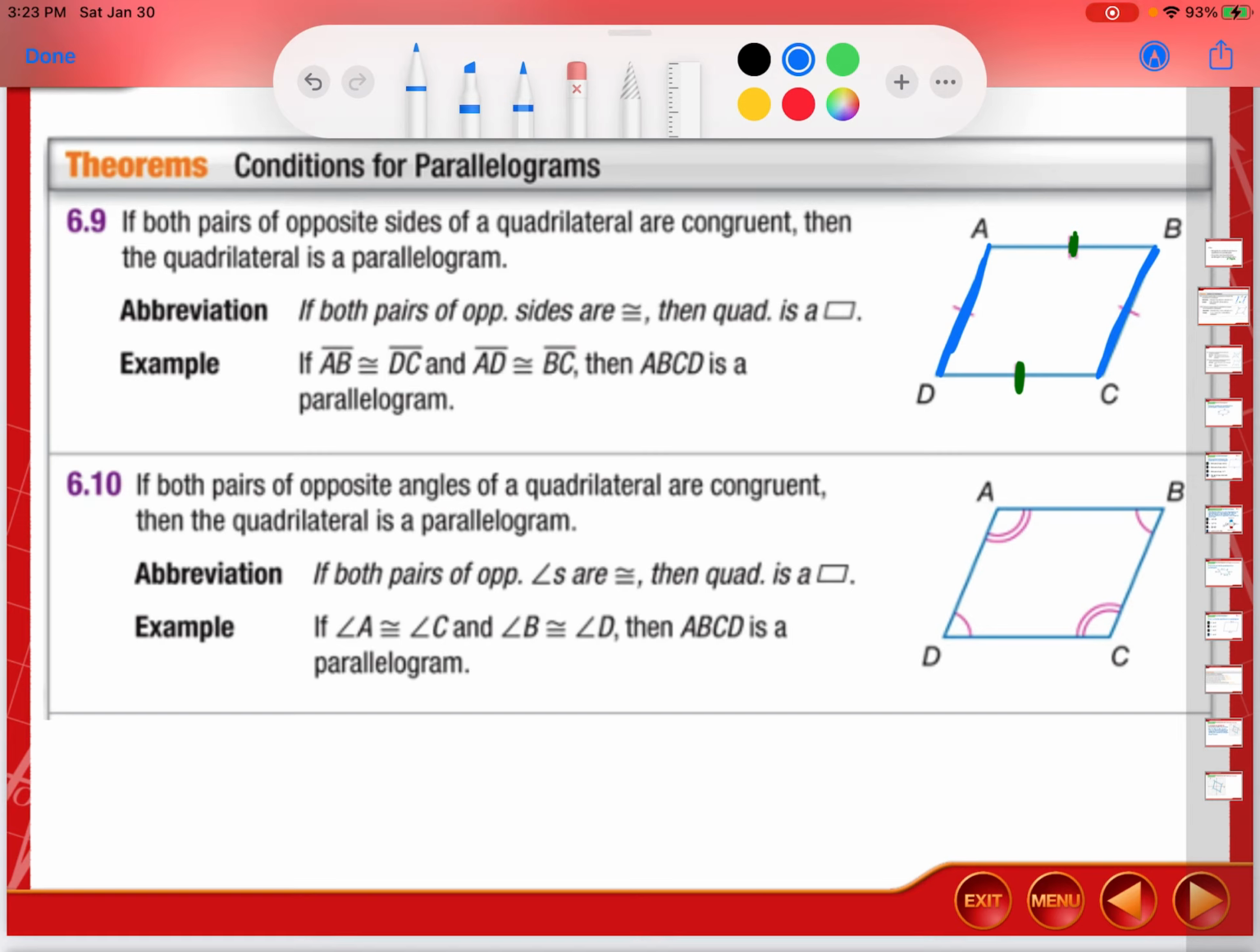Next one, 6.10. If both pairs of opposite angles of a quadrilateral are congruent, then the quadrilateral is a parallelogram. So in this case, we have angle D and angle B congruent to each other, and angle A and angle C congruent to each other. So that would also be a parallelogram. You don't need both sets of information, as long as you have one. If you can prove that the opposite sides are congruent or that the opposite angles are congruent, then you do indeed have a parallelogram.